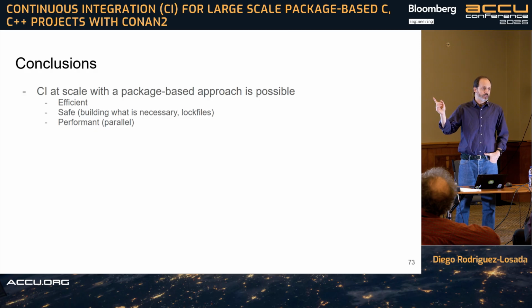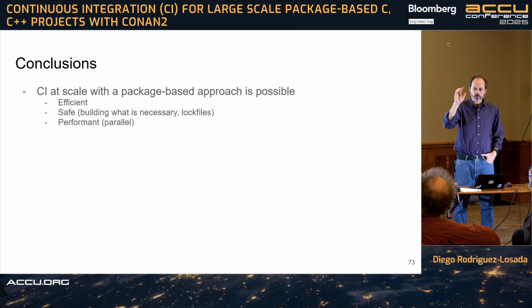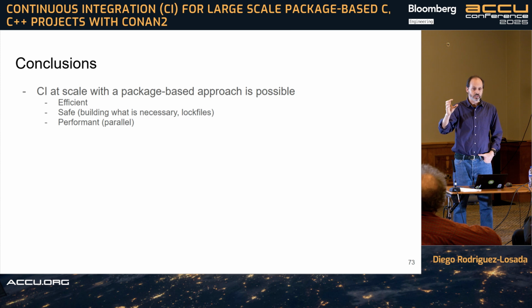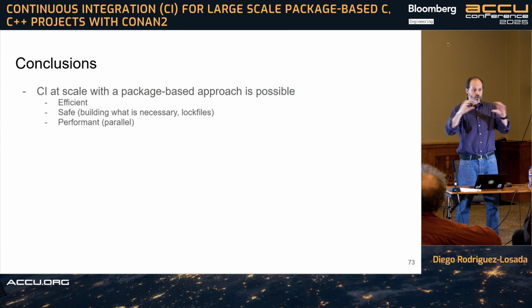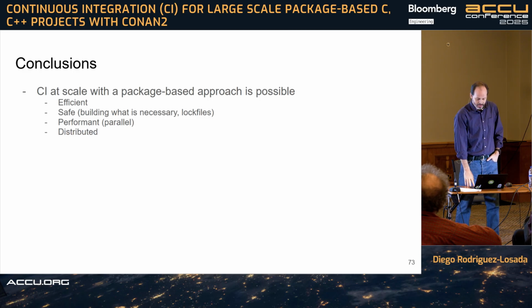It can be performant. We have seen, for example, that when we are building the whole project from the top, both graphics and AI, they are built in parallel because the system knows that those things are in the same topological level of the dependency graph. They don't depend on each other, and the build can be done in parallel. And it can be distributed. We can throw the build to different agents in parallel. We can scale horizontally as much as we want in an easy way.